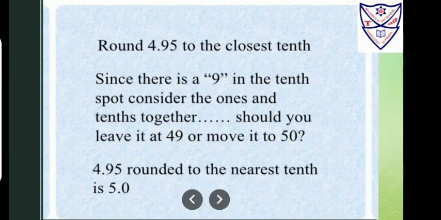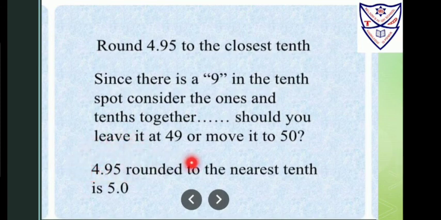Now see here, round 4.95 to the closest tenth. Find your number. So 9 is on our tenths place. Now what will we do? Here we see that the next number is equal to 5. Because here 5 is there, we have to add 1. So this 95 is given, and the number will change. 9 will change and 4 will change into 5. So 4.95 rounded to the nearest tenth will become 5.0, or you can write 5. Thank you.